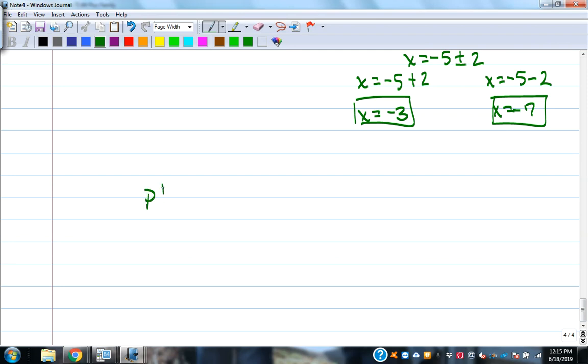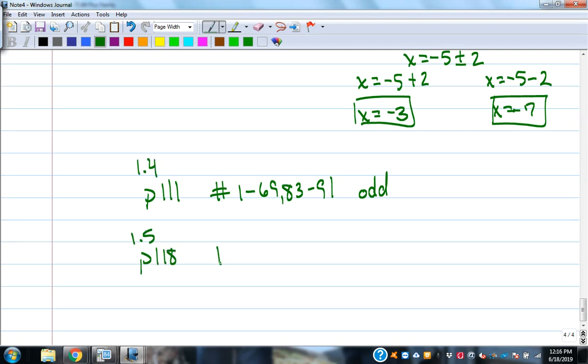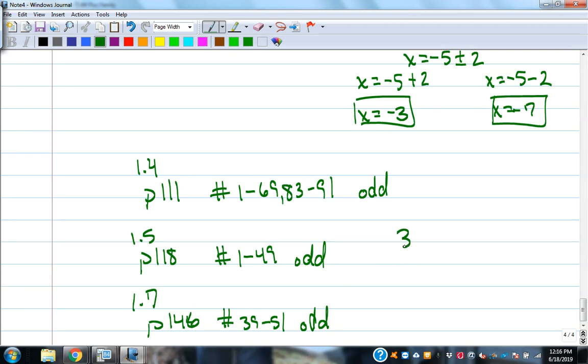All right. Now, problems that would be good out of the textbook just to look at before you start zooming into the quizzes and labs in that section 1.4, 1.5, page 118, 1 through 49, odd, and then was it 1.7 was the inequalities, page 146, 39 through 51, a smaller set there. And then the last section we did was 3.1, page 293, 1 through 81. It's a good set. Now, just some of those would be good to look at out of the textbook to get ready for your stuff out of that.